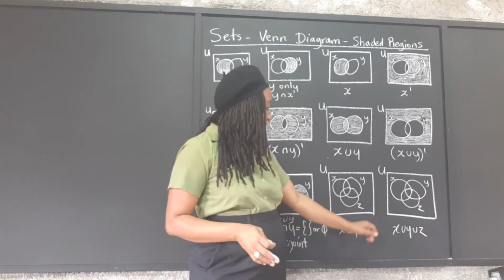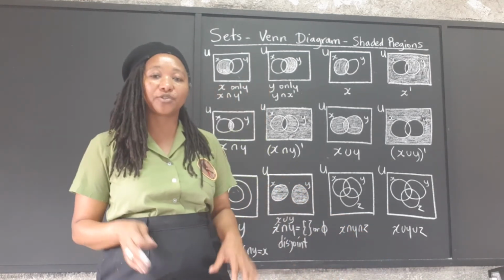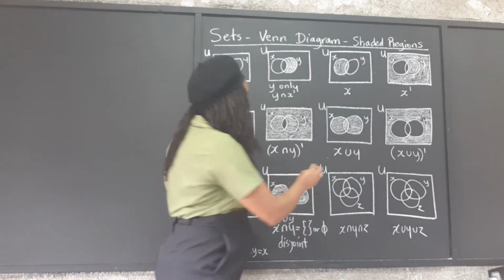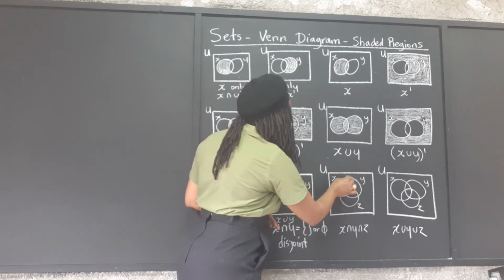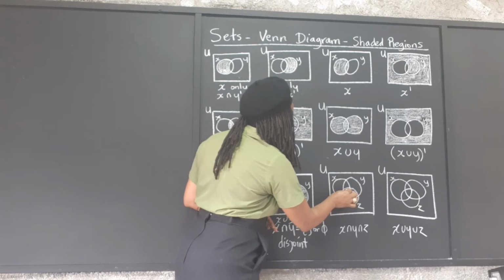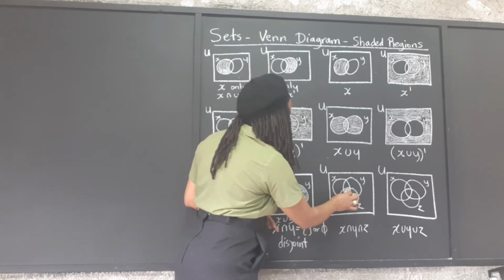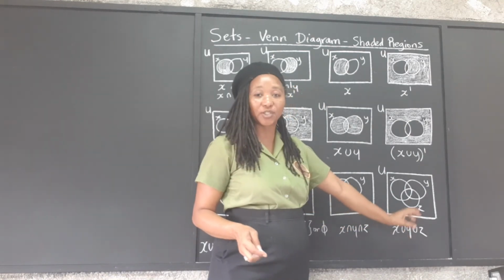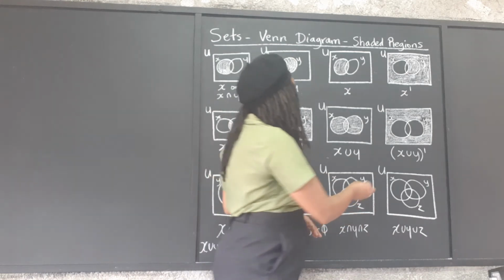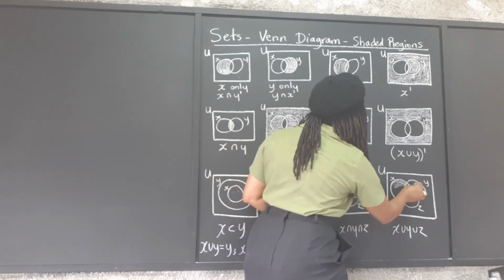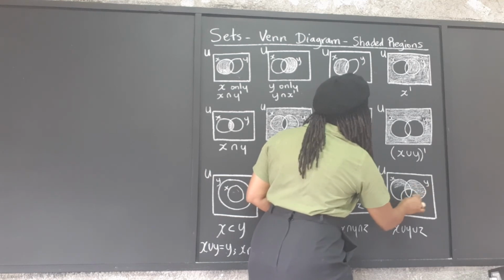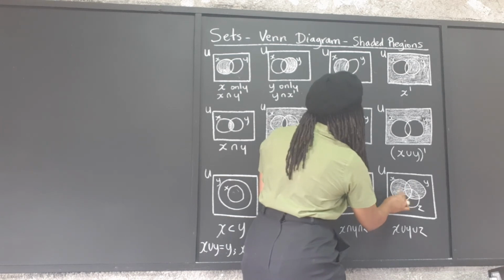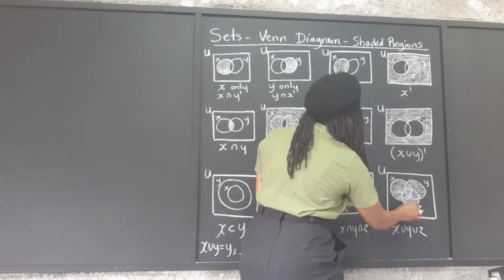X intersect Y intersect Z. So this relates to three sets intersecting where the three of them overlap. So where X overlaps with Y overlaps with Z, that's right here in the middle. That's the intersection of the three sets and their union now. X union Y union Z. So we shade all three sets. And if we were asked for the complement of their union as we were here, it would be everything on the outside of the three sets.